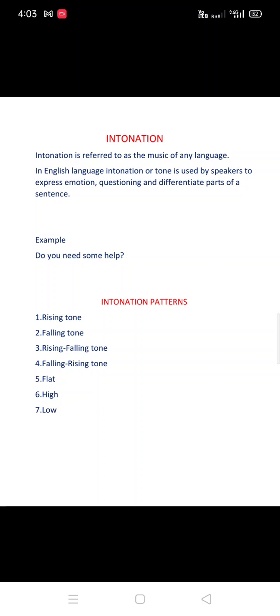Okay. So there are 7 types of intonation patterns: rising tone, falling tone, falling rising tone, flat, high, and low. And the first three intonation patterns are most important: rising, falling, and falling rising.